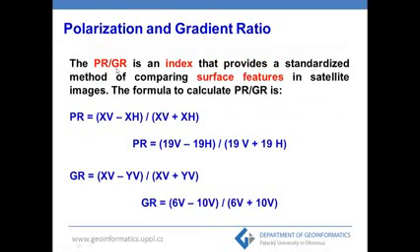As I told you, polarization ratio and gradient ratio are very much similar to the NDVI concept. So the formula is the same. The basic difference is that in polarization ratio we use the same frequency, but both parts, vertical as well as horizontal. Here is an example. If I use frequency number 19, it's 19 vertical minus 19 horizontal. But in gradient ratio we use two frequencies, either vertical or horizontal. So this is an example. I use frequency numbers 6 and 10, but only the vertical part, not the horizontal part.